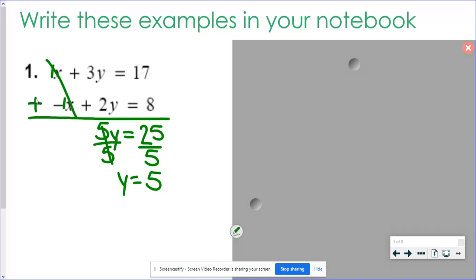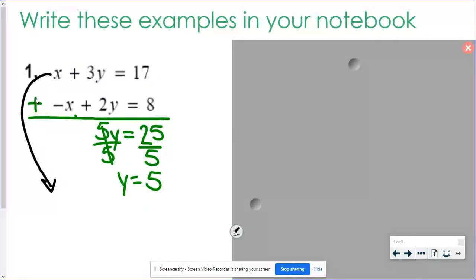Now, I'm going to erase that part that I crossed off up here so that it's easier to see the actual equation. Now, I need to go back into one of the equations. It does not matter which one, and I have to be able to find the x. Since it doesn't matter, I'm going to pick the one that's easier. I know that the top equation, the 3 and the 17, are a little bit bigger than the numbers that I have in the second equation.